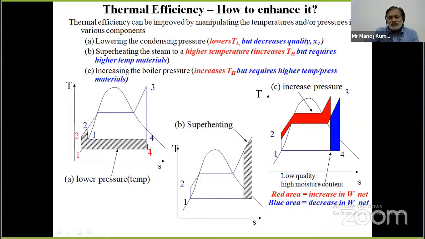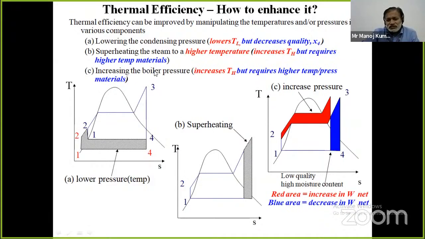But there is a problem: we cannot reduce the pressure below the saturation pressure corresponding to the atmospheric temperature. Therefore, the minimum temperature of heat rejection cannot be lower than the temperature of the atmosphere. So this is the limitation. We cannot reduce this temperature below the atmospheric condition.